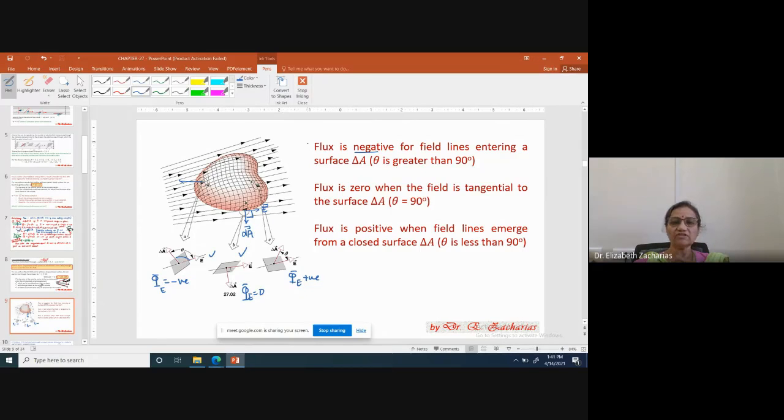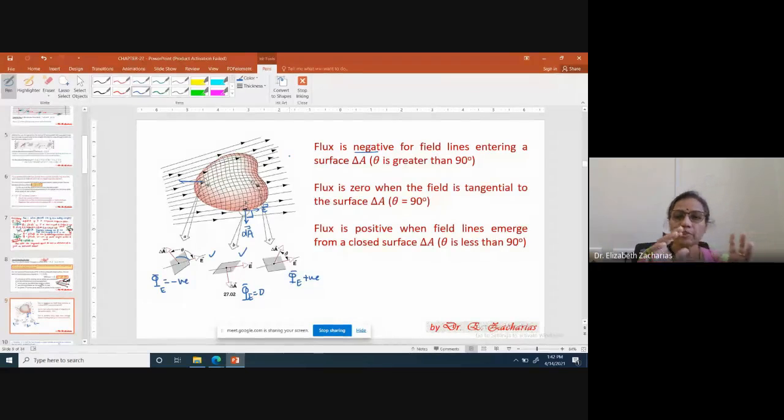Okay, so you summarize it as: for any given surface also, you can talk about different regions having positive and negative value. Flux is negative if field lines are coming into the surface, entering. Theta will be greater than 90. Flux will be 0 if field line is not cutting through a surface. There theta is 90 and flux is 0. Flux will be positive if the field lines are emerging from a surface. The emerging means going out of a surface. There theta will be less than 90.